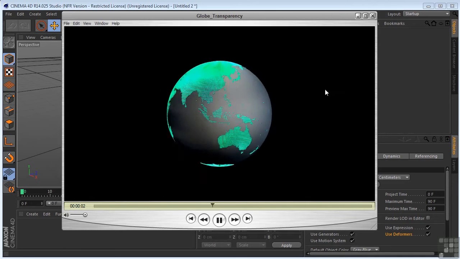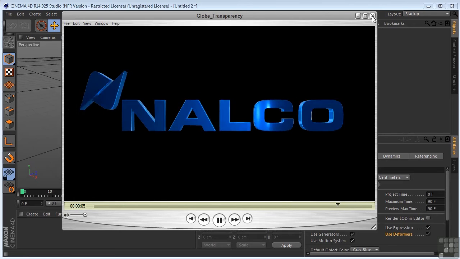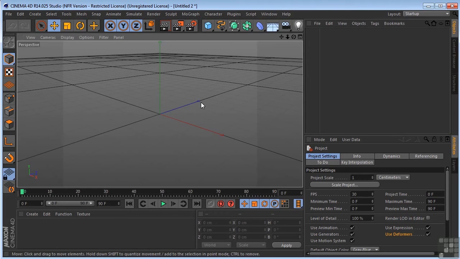So over the next few movies, we'll just take a look at some of the main components to Mograph, and we're going to go over what I consider to be the most important must-know portions of the module. So let's get started.